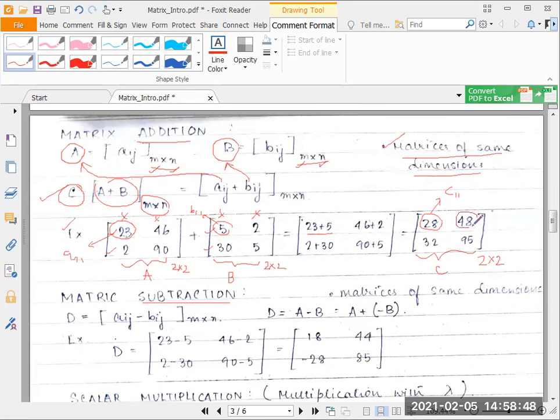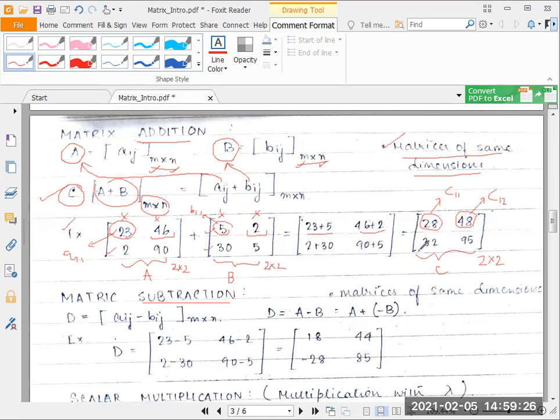Similarly, if we talk about the element C12, because it corresponds to the first row, the first subscript is 1, and the second column, hence the second subscript is 2. So it belongs to the first row and the second column. Correspondingly, in the original two matrices, we'll have the first row and second column element 46 in A, and in the B matrix, the first row, second column element 2. So we'll add 46 plus 2, which gives us 48. So the C12 element is 48.